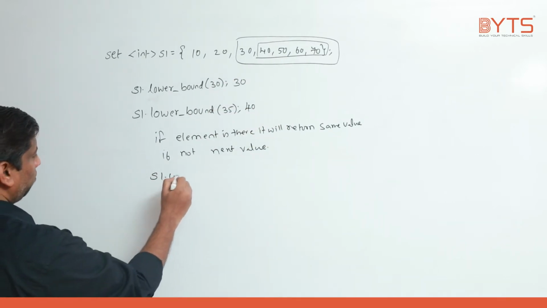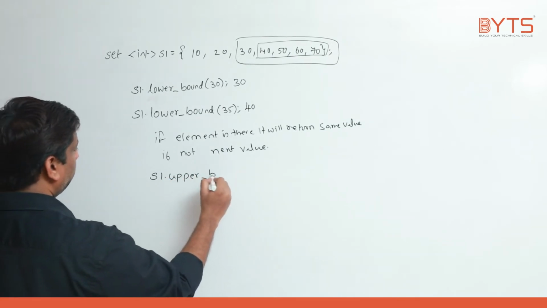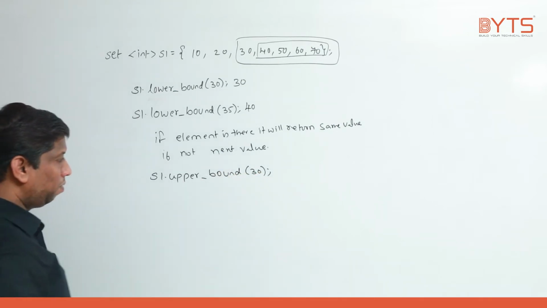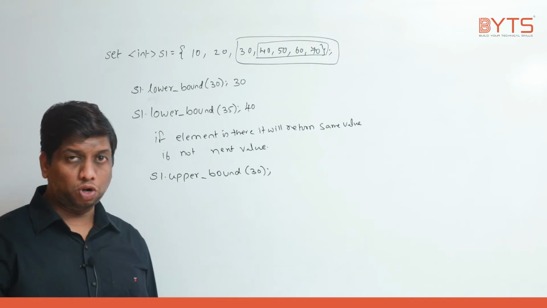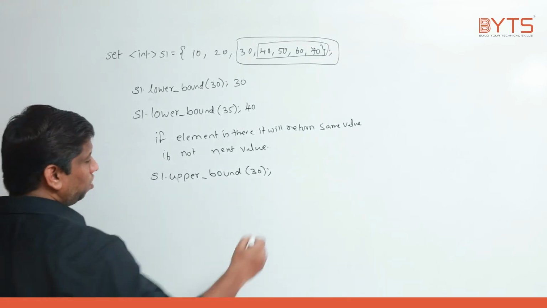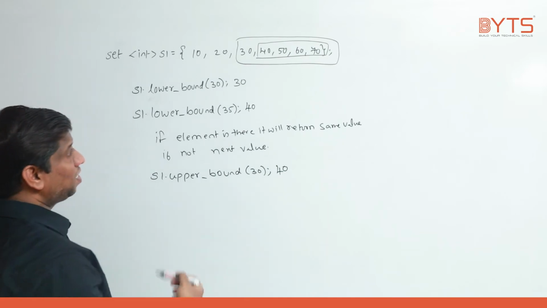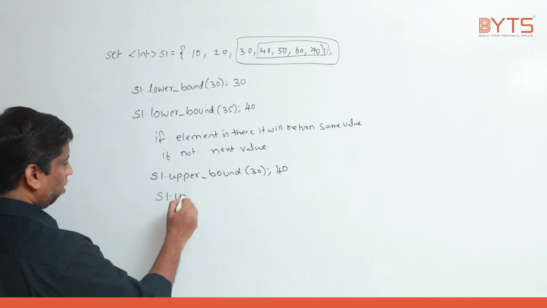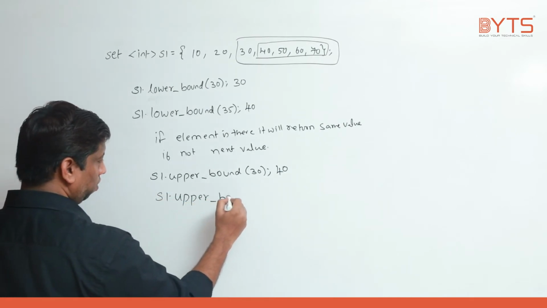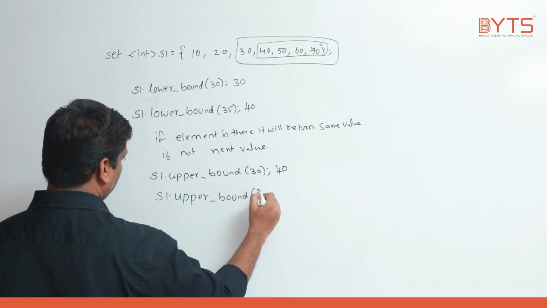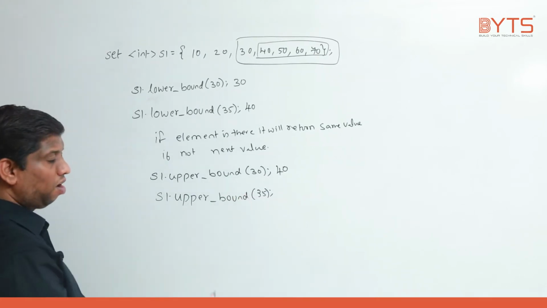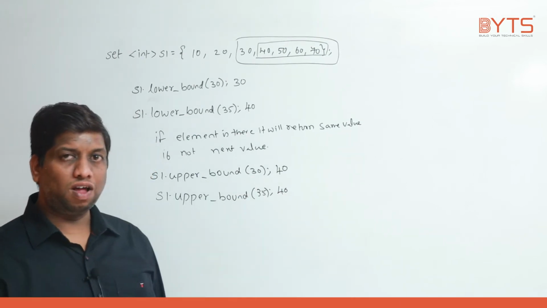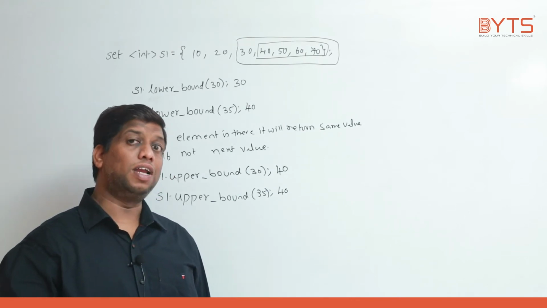Next, upper bound. S1 dot upper bound of 30. What is the meaning of this statement? Upper bound will always return the next value, right? So what is the answer? We will get 40. If the element is there or not there, it will always return the next value, right? S1 dot upper bound of 35. So it will always return the next value. 35 is there or not there, for 35 what is the next value? 40. Understand?